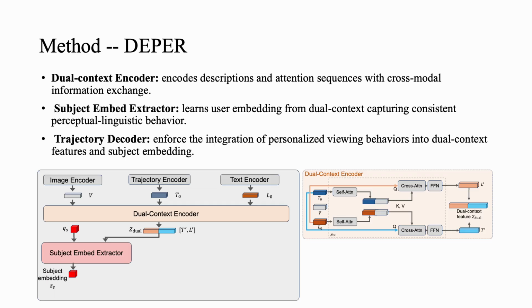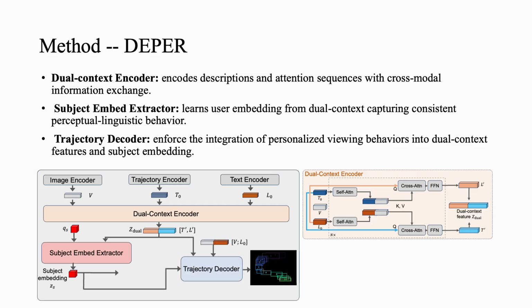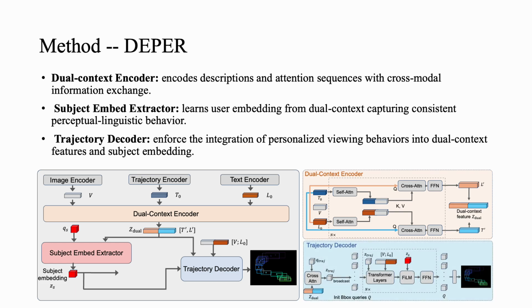We also have an auxiliary module, the trajectory decoder, that takes the subject embedding and other context features to reconstruct the trajectory. It helps to enforce the integration of personalized viewing behaviors into the dual context features and the subject embedding.